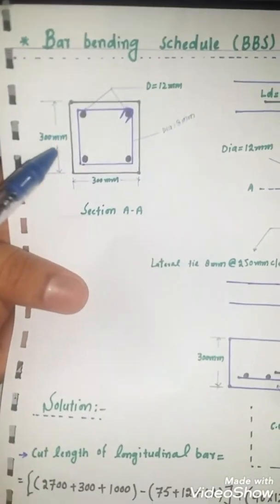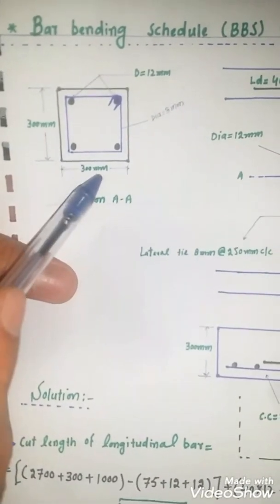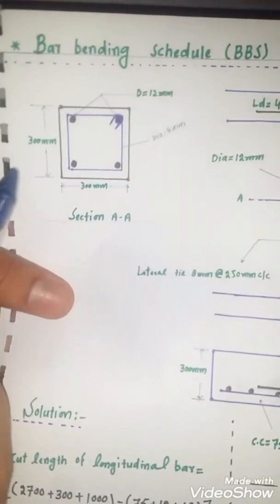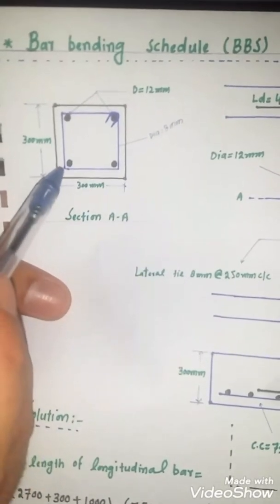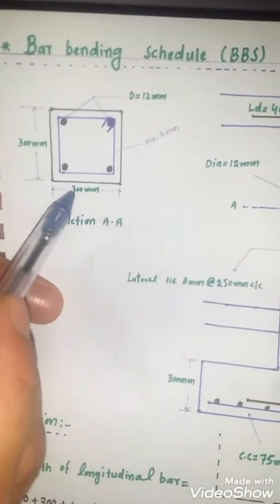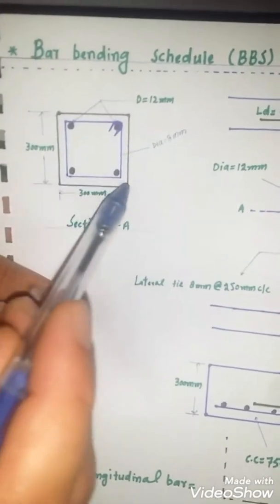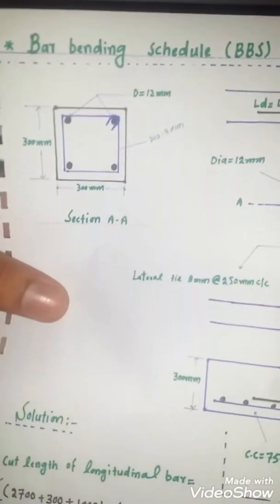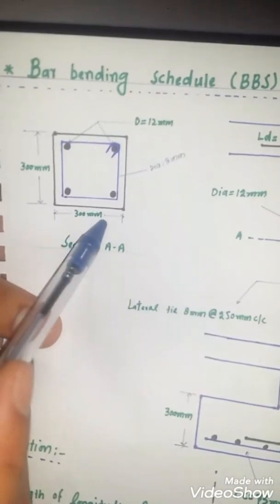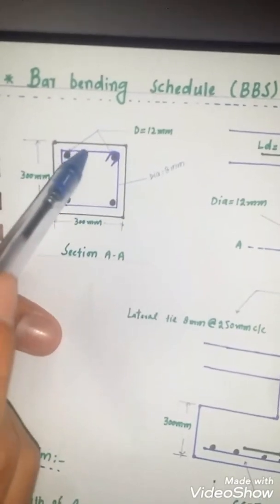This is the cross section of this column. The size is 300 millimeter by 300 millimeter. I just subtract 2 times the concrete core: 300 minus 40 concrete core from one side and 40 from another side, which equals 220 millimeter. This is for these two sides, this and this.